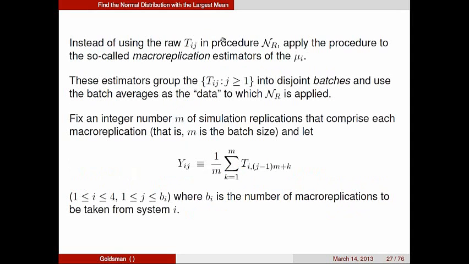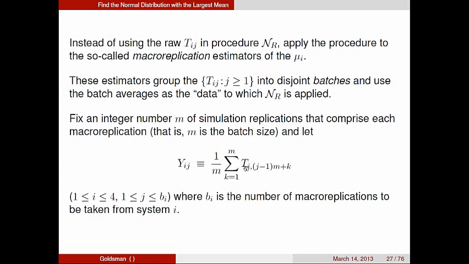So what do we do? Instead of using these raw Tijs in my procedure, I'm going to take batches of these. I'm going to run multiple micro replications, as I call them, and smush lots of these Tijs all together. Don't be intimidated by the notation. I'm going to turn this into one Yij.